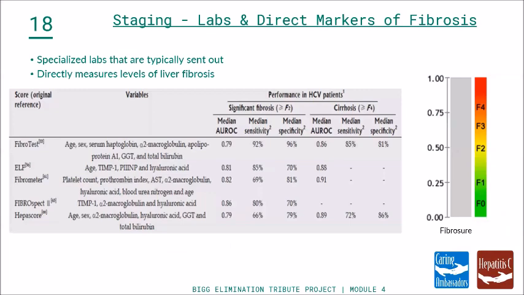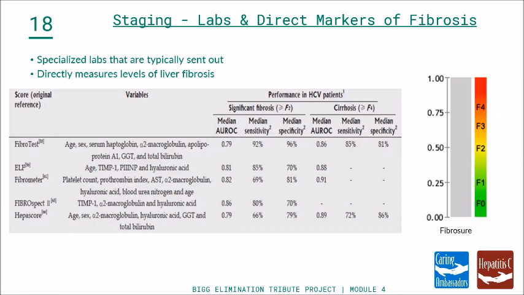So going a little bit fancier, these are what we call direct markers of fibrosis. So these are also blood tests. And you can see I've listed a few of them here: the FibroTest, the FibroMeter, the FibroSpec, the HepaScore, the FibroSure. There's all these different ones. And you can see all these markers of fibrosis that are measured. These are all proprietary tests. They're each owned by a different company.